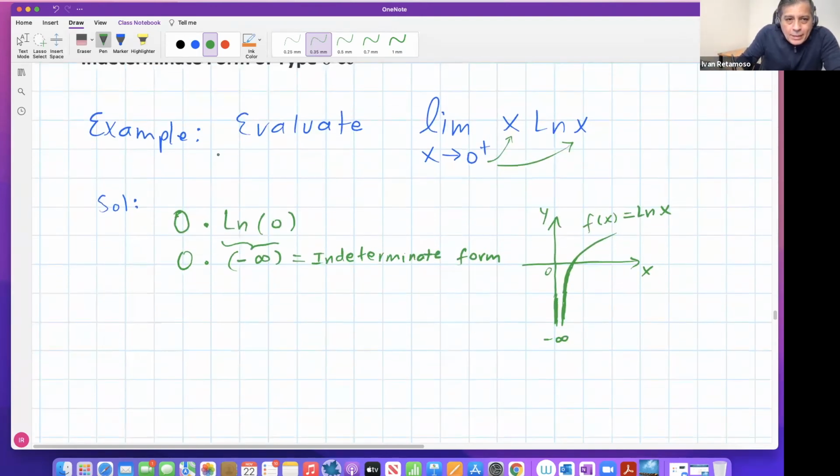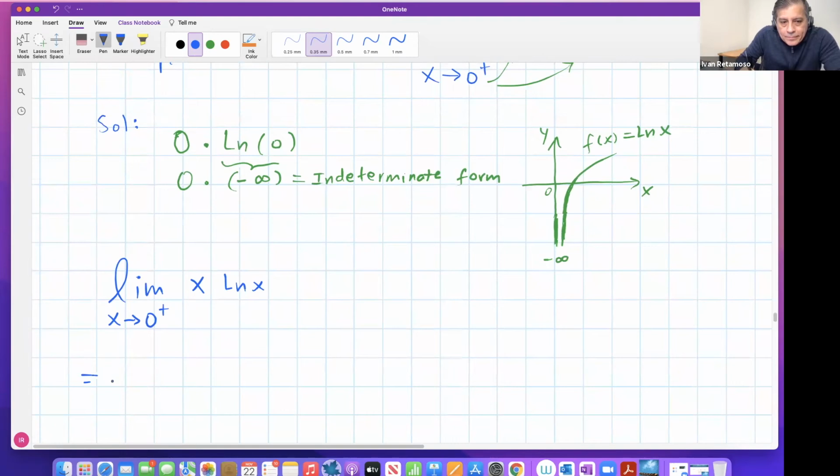But now it gets tricky here because notice that in order to use L'Hopital, I need a quotient of two functions, right? I need a division of two functions, right? Here I have the product, the multiplication of two functions, right? So we're gonna follow a trick here, a trick.